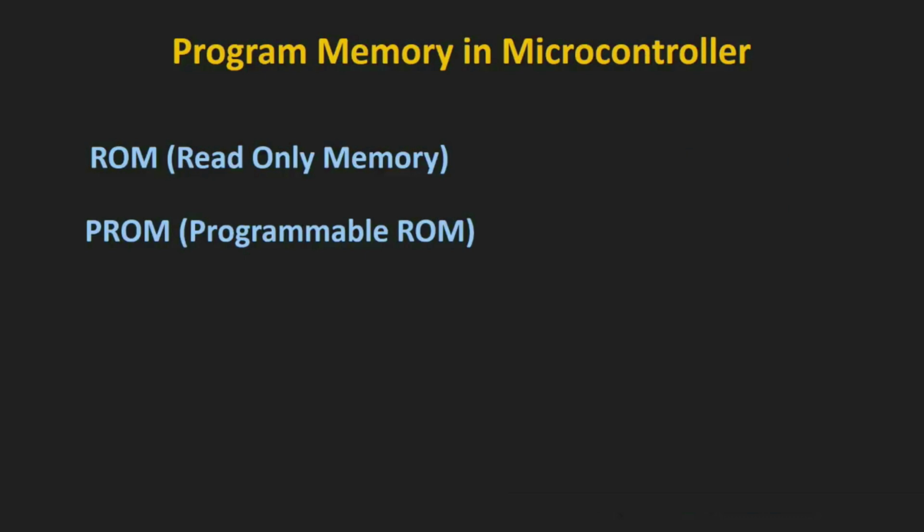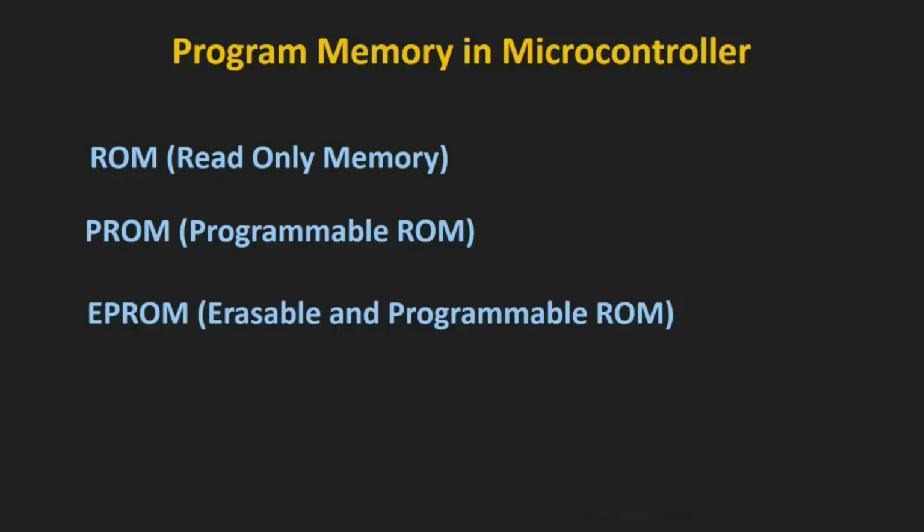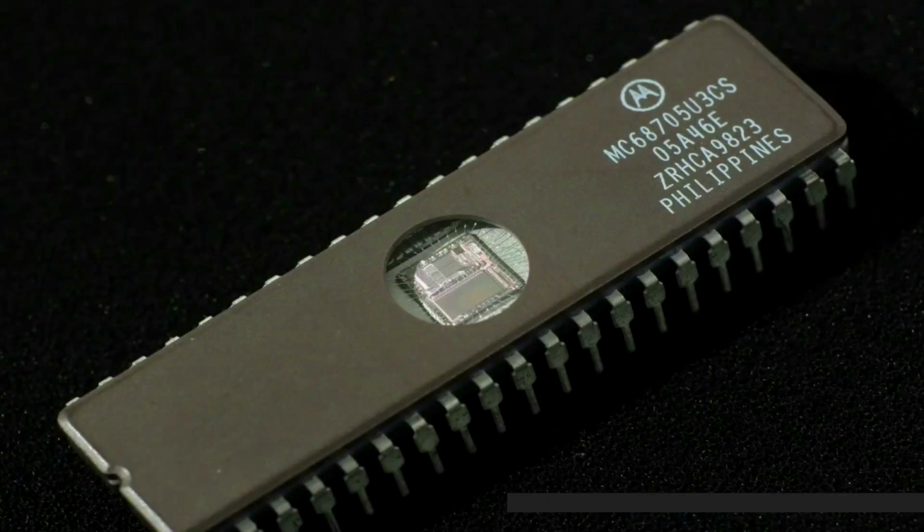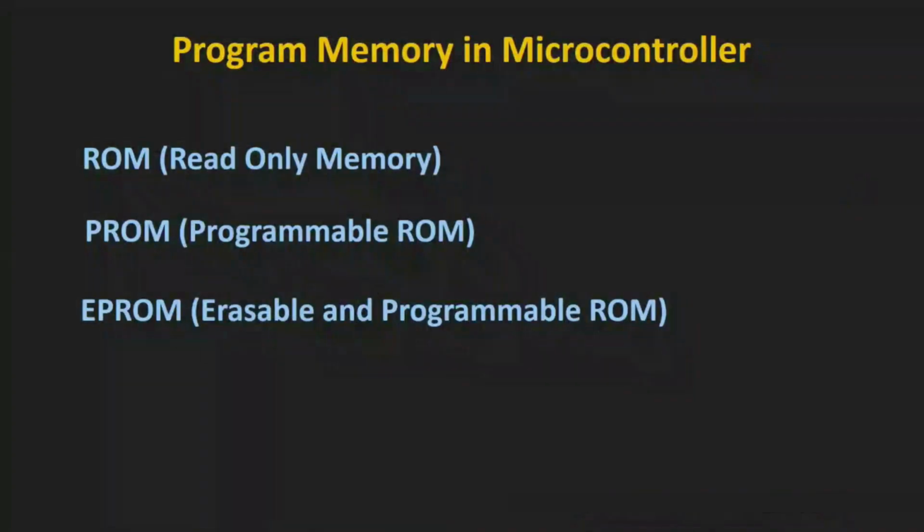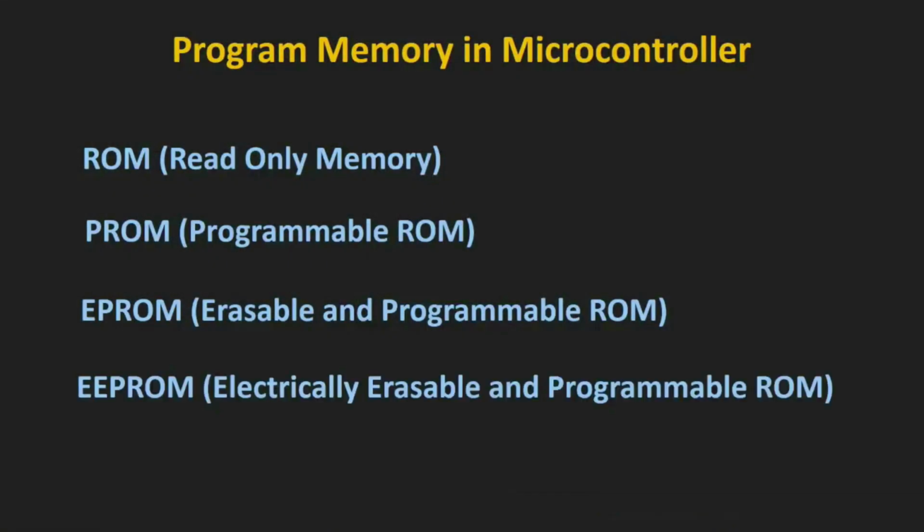Now, as the technology evolved, the third kind of memory came into the market, which is known as EPROM. This EPROM, as its name suggests, is erasable and programmable ROM. We can erase the content of this EPROM using special UV rays. To erase the content, there is a small quartz window on top of the EPROM. Using these UV rays, we can erase the content of this programmable ROM and we can rewrite the program again inside the EPROM.